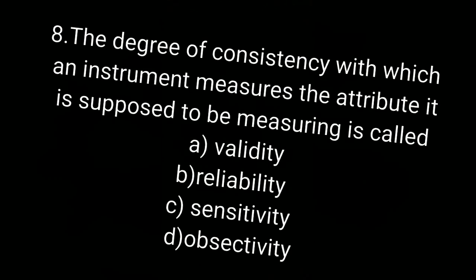Now the next. The degree of consistency with which an instrument measures the attribute it is supposed to be measuring is called validity, reliability, sensitivity or objectivity. And the correct answer is reliability.